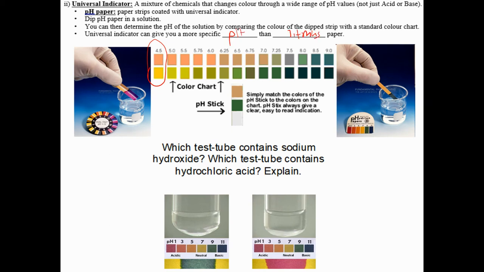So for example, if we look at these questions here, you can pause the video and try it out yourself. Which test tube contains sodium hydroxide? Which test tube contains hydrochloric acid? Well, let's look at the color of the paper. Here, this is green. This is a pH of 9. So we know this is a base. Here, this is red. So it's pH of 1. So we know this is an acid. So now you just have to make the connection. Hydrochloric acid is the acid, and the base is sodium hydroxide.